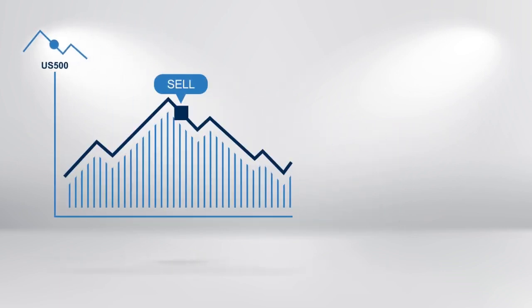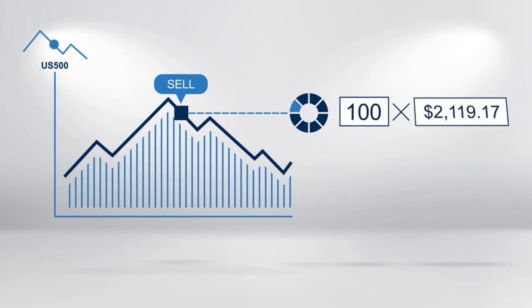You decide to take a short position selling 100 shares in the US 500 at 2,119.17. This creates a nominal position of $211,917. That is 100 times 2,119.17. It's the value of the trade and defines your exposure.